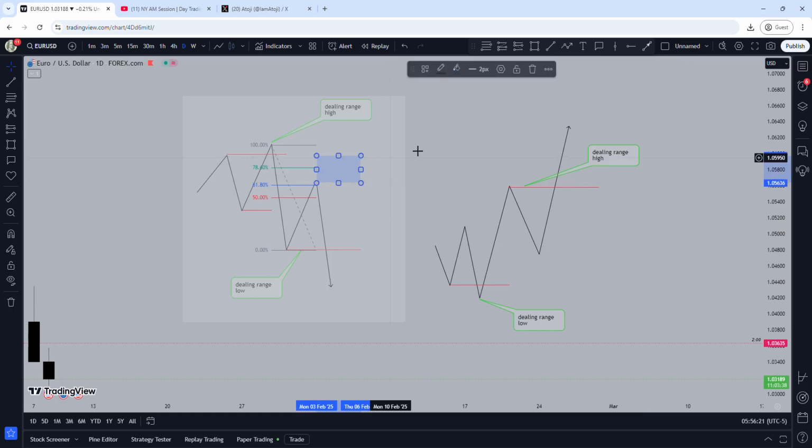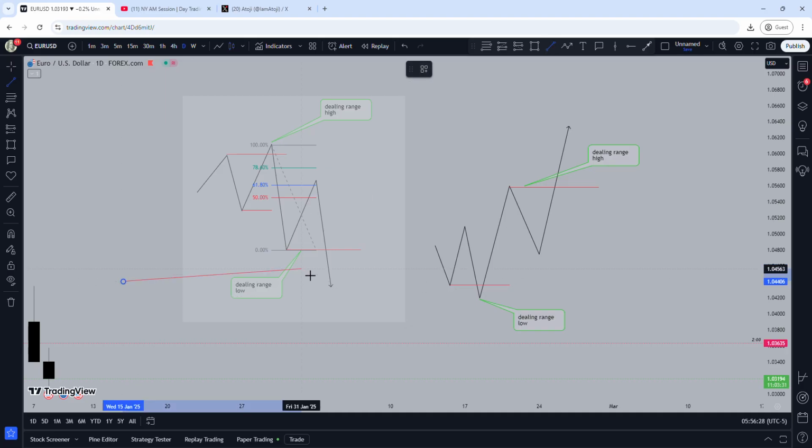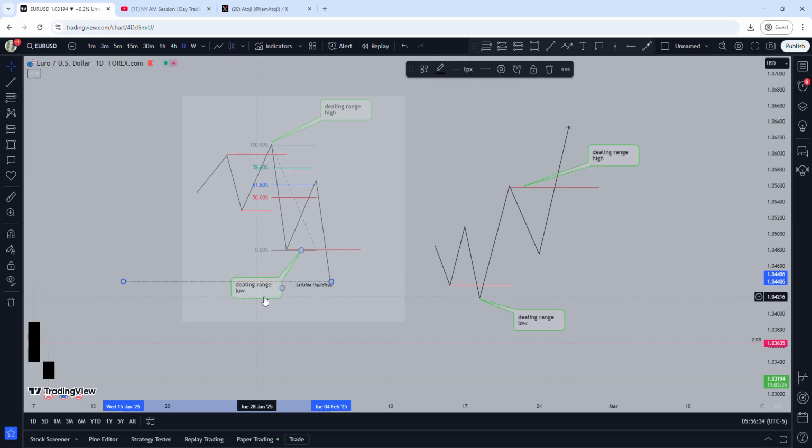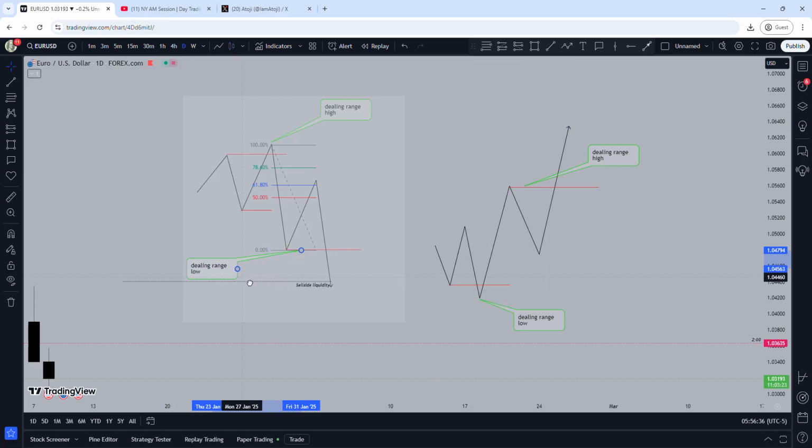But if this high is not taken out, which is not supposed to be taken out, because you are expecting it to get to a sell side liquidity somewhere. That's my sell side. So this high is not supposed to get taken out.